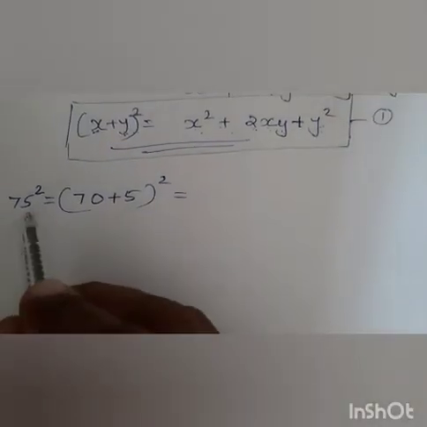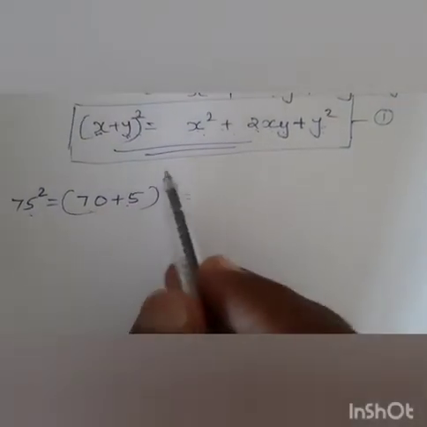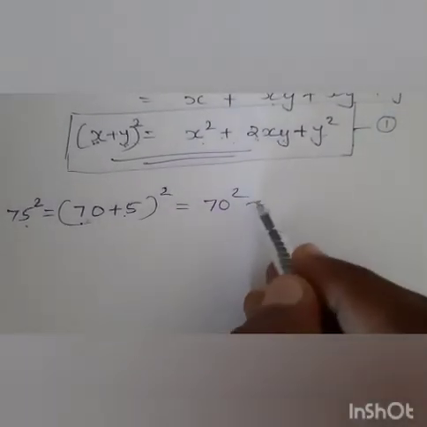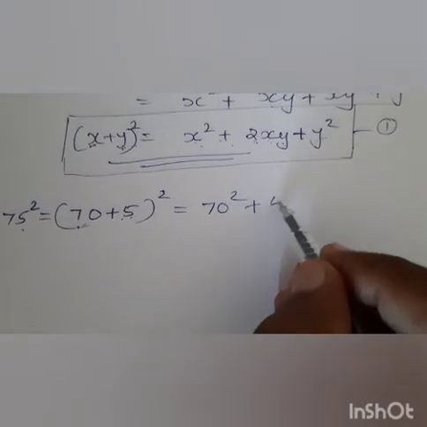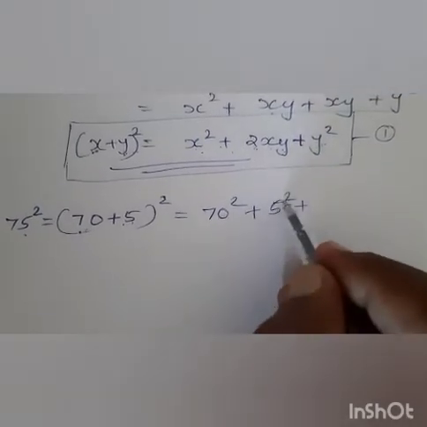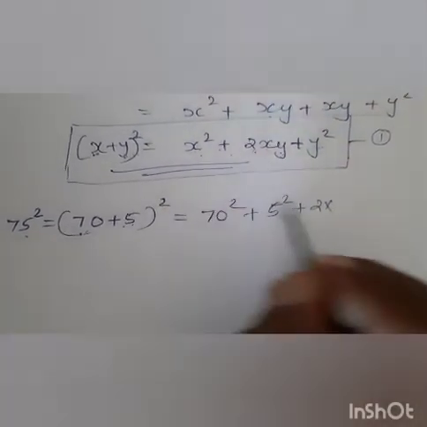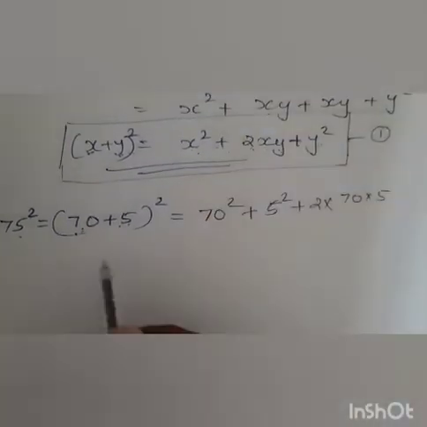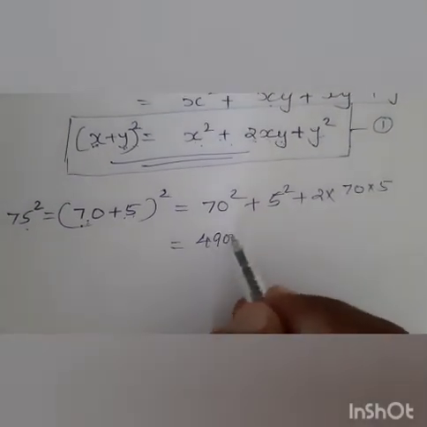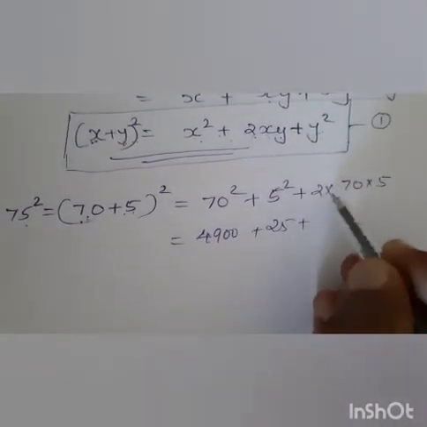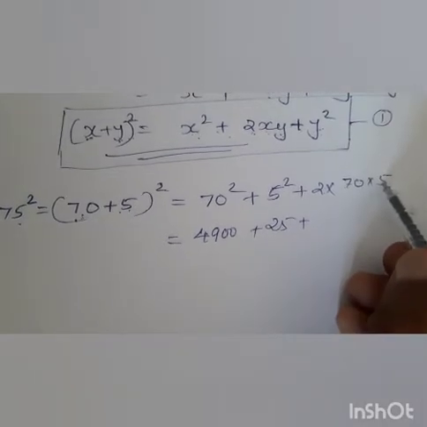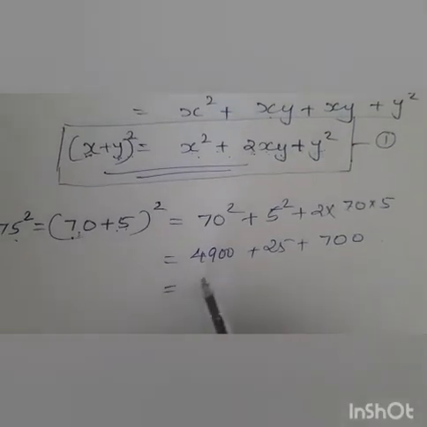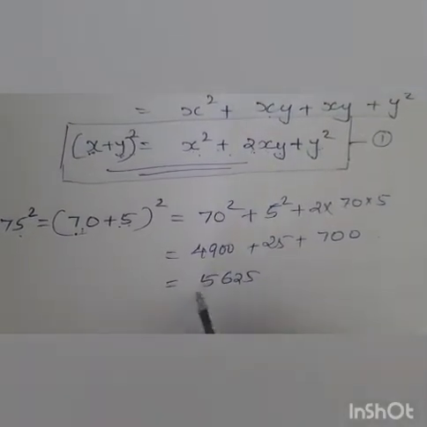See here 75 square, we can write as 70 plus 5 whole square. So use this identity. First the square of the first number, 70 square, plus the square of the second number, that is y square, then 2 into 70 into 5. So this should be 4900 plus 25, 7 into 5 is 35, 35 into 2 is 70, so 700. So we will get the answer as 5625.